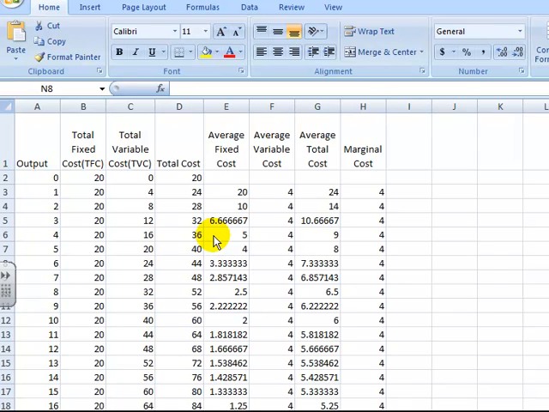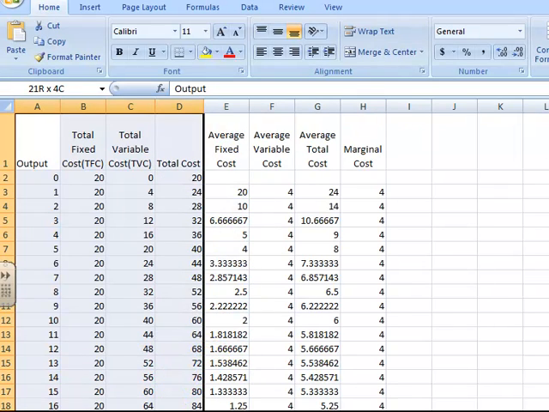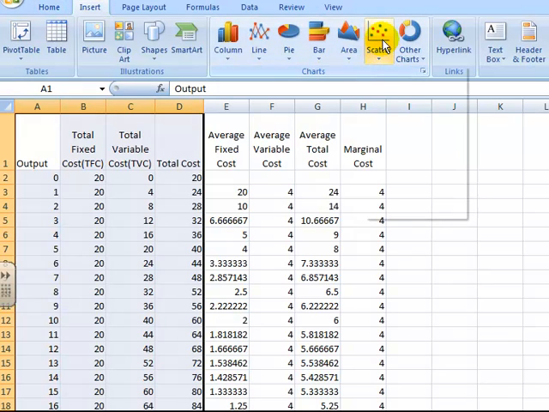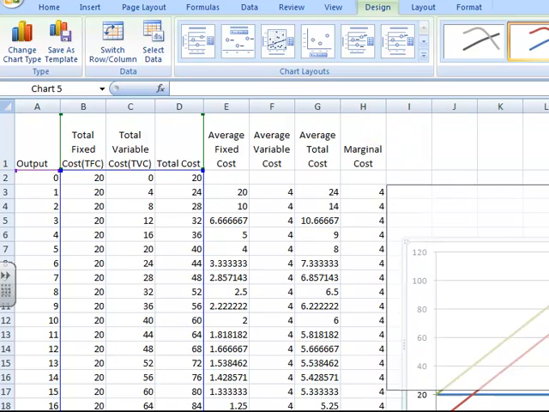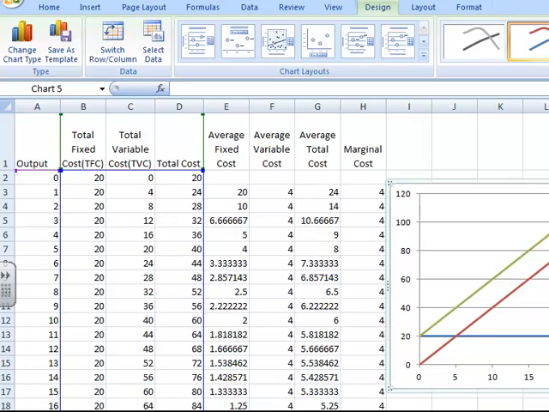Next, let's check how we plot those data on graphs. So usually we put the total fixed cost, the total variable cost, and total cost in one figure, and we put the average fixed cost, average variable cost, average total cost, and marginal cost in another one. So let's choose this one first. Select this part, then go to Insert, click the scatters, click this smooth curves. Here we go.